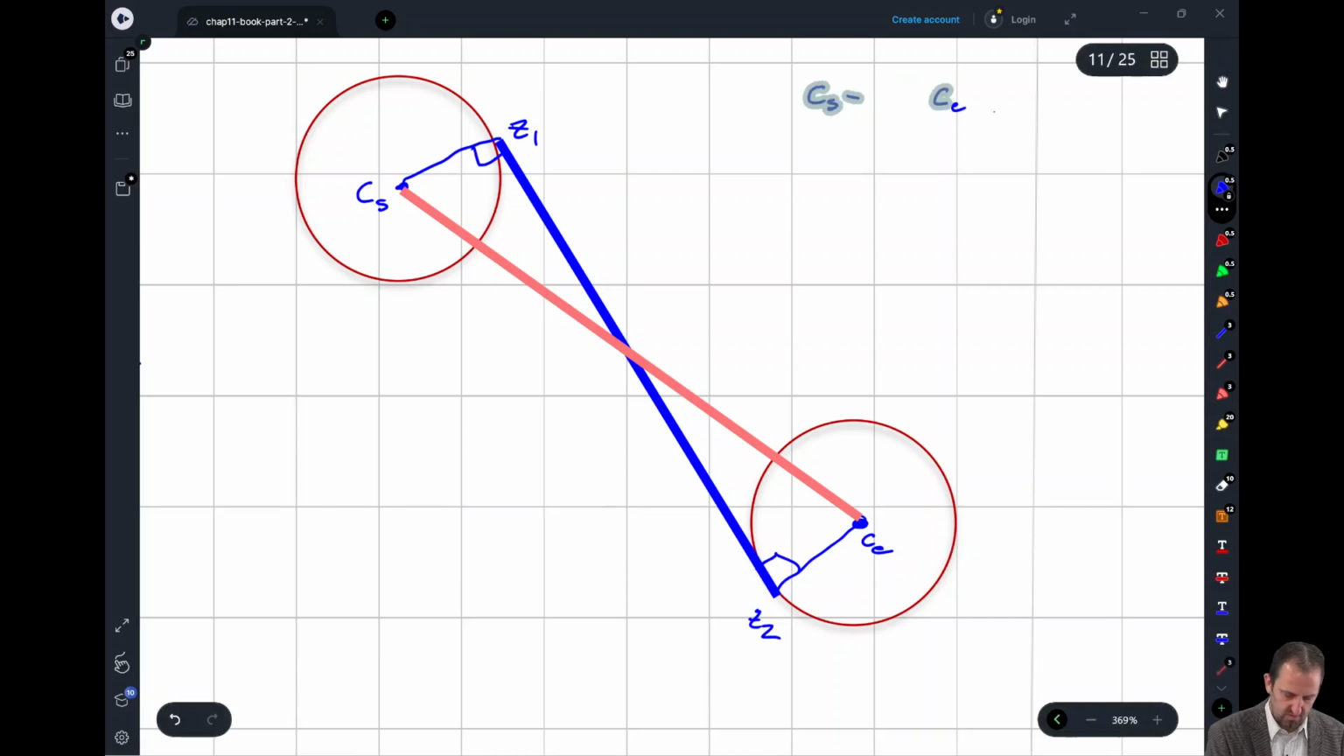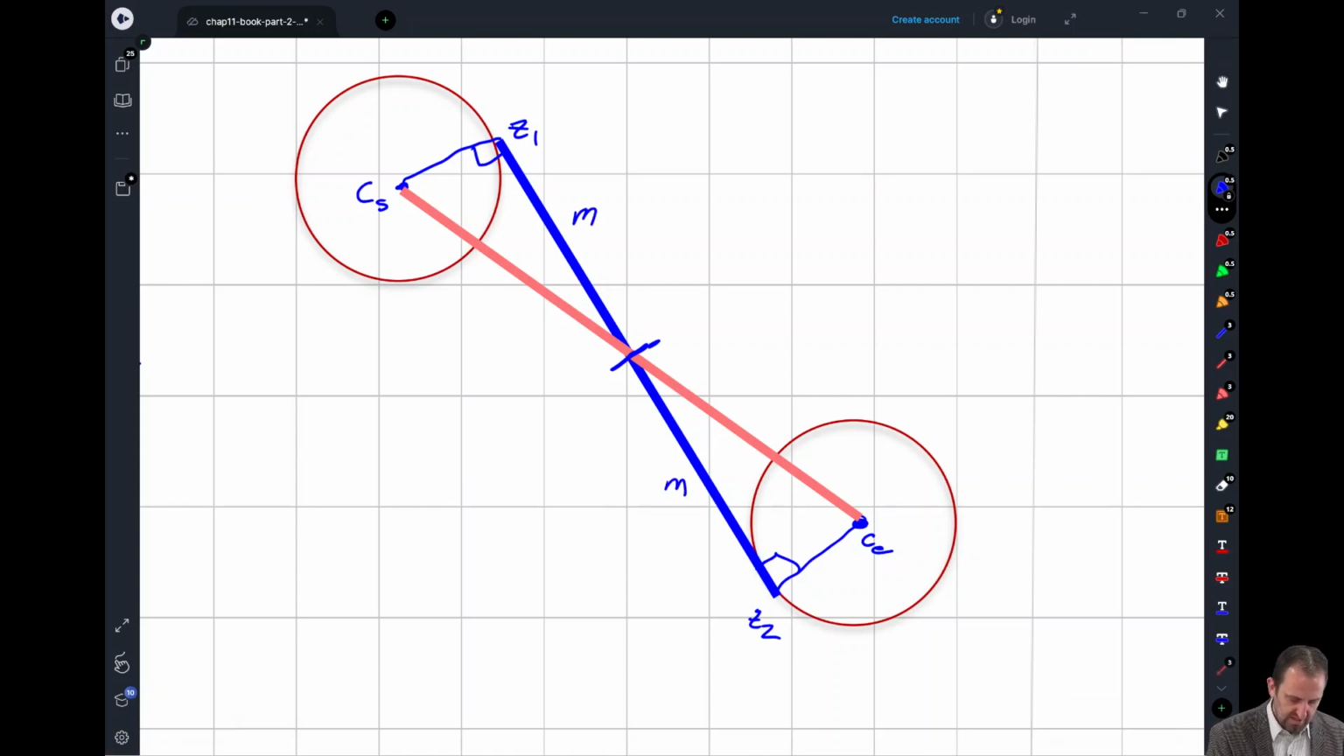We'll just note that these two triangles are very similar. So what we're going to do is cross over. We're going to have this length M equal to that length M, and this length right here is the length of our line over 2, the line between the two center points. And this one's line over 2. So we have these two equivalent triangles.